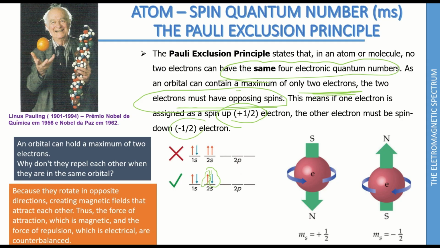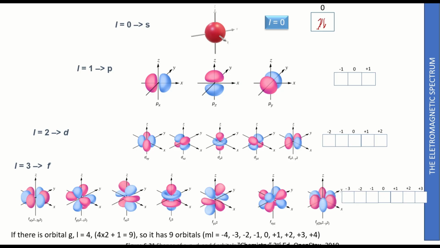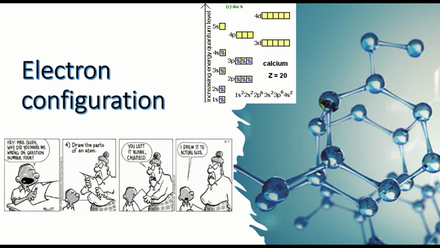Okay? Because they rotate in opposite directions, creating magnetic fields that attract each other, the force of attraction, which is magnetic, and the force of repulsion, which is electrical, are counterbalanced. So they will not repel each other, and they will not attract each other. Okay? So now we learn that each orbital can hold 2 electrons, but they must be in opposing directions. Okay? And how are we going to do electron configuration over here?